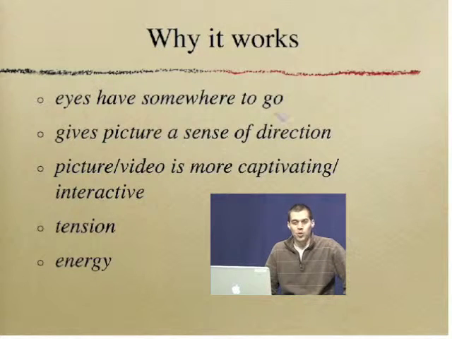So we're going to move on to some more elements of rule of thirds, and I'm going to explain why it works. And it works because in pictures, the eyes have somewhere to go. Just like in that kayaker, you see the subject, and then you see where he's headed, and the eyes sort of trail toward where he's headed. And that's one reason why the rule of thirds works.